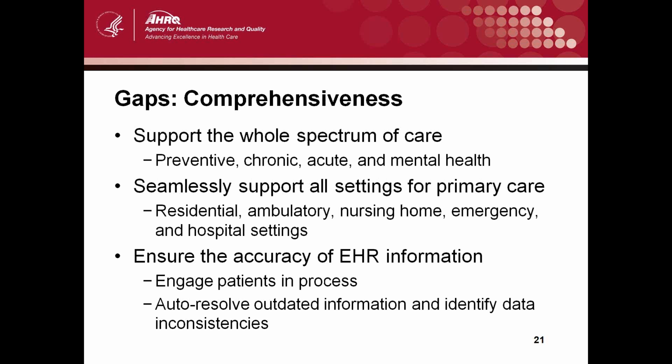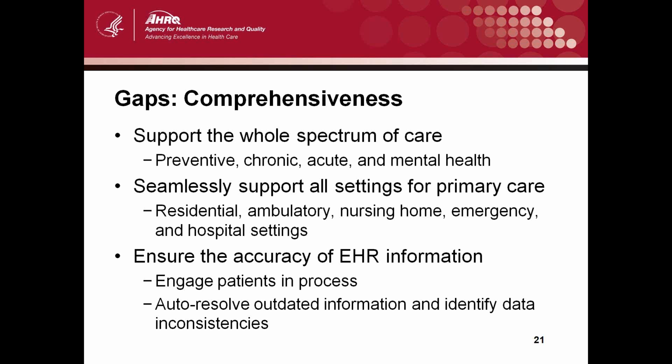The other area around comprehensiveness, the electronic health records are promoting a lot of this, but particularly in primary care, a key challenge is we've got to address the whole spectrum of care, so prevention, chronic, acute, and mental health. So the example where this comes in the meaningful use objectives, you have to have 5 decision supports and alerts, and that's a great start, but having 5 doesn't support the whole spectrum of care.